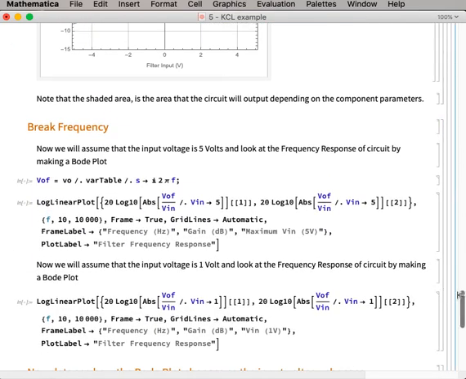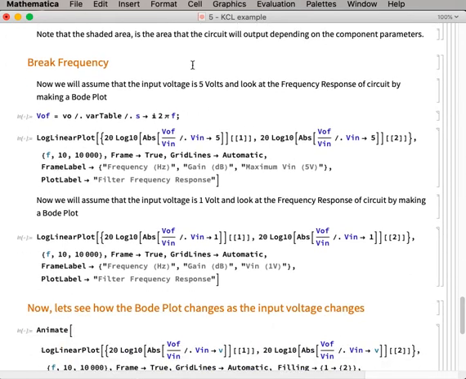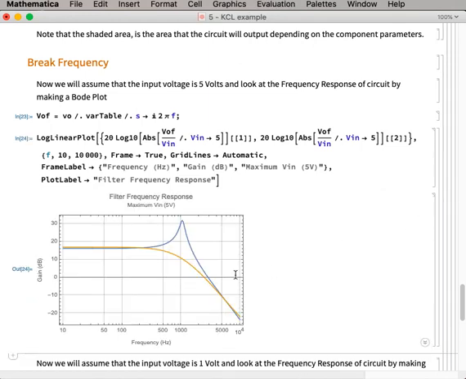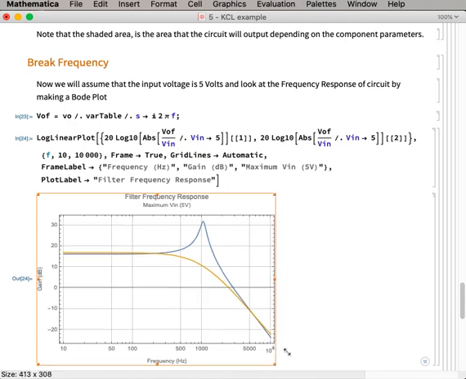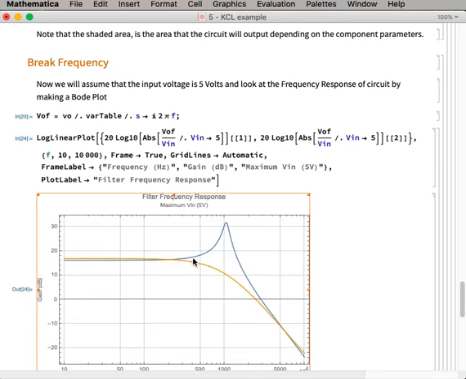Now let's go to doing a Bode plot. So we're going to assume that the input voltage is 5 volts and look at the frequency response. So again, we're going to take the Vo, we're going to substitute in the variable table, and S is i2πf. And then we're going to make a Bode plot at Vin equals 5 volts. And here we have that typical Bode plot, and notice the space in here is between the minimum and maximum values, and that's where the circuit could operate, anywhere in between there.